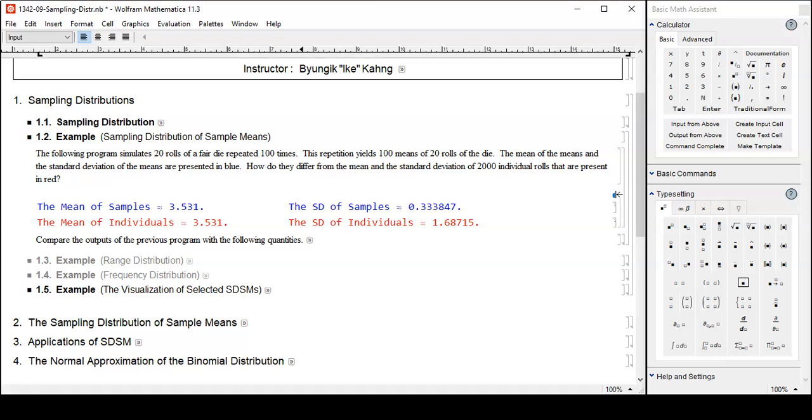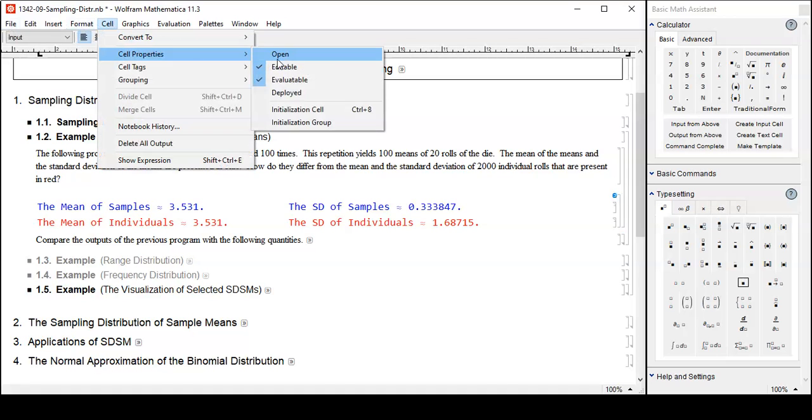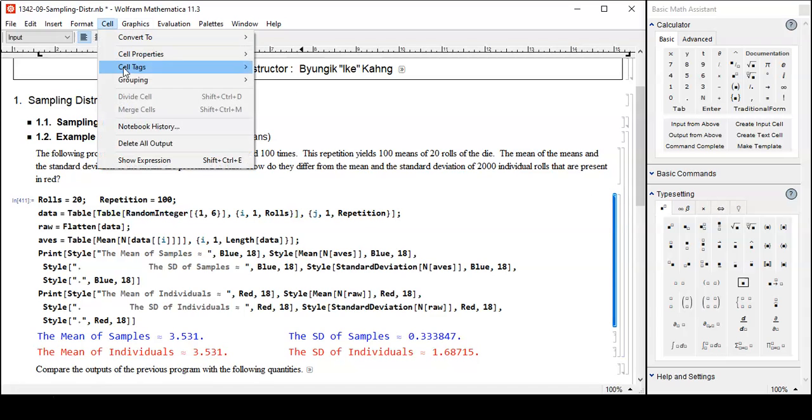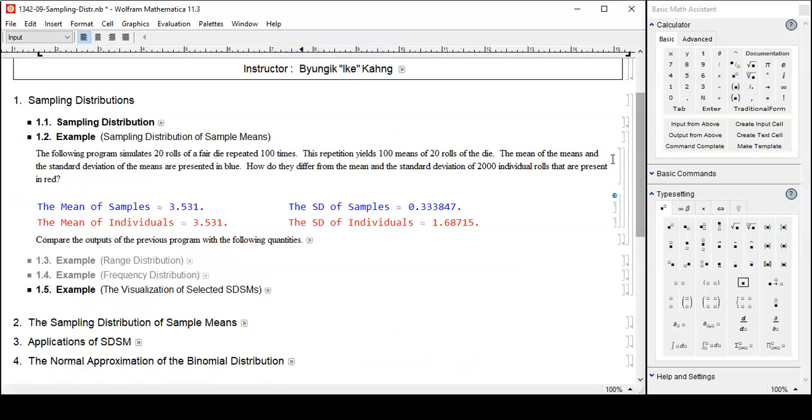By the way, if you're interested in the coding itself, it's not too bad, just based upon the random number generator. Repeat 20 times and then repeat that repetition 100 times. So that's just simulated rolls of 2,000 dice.